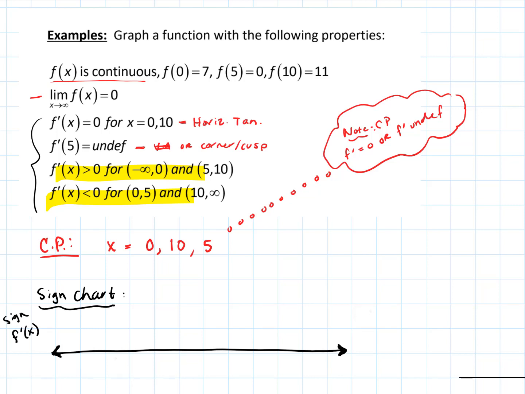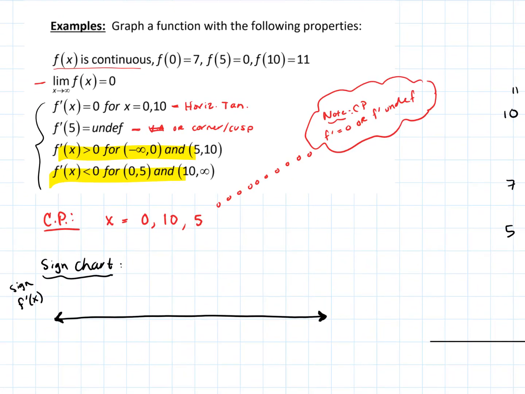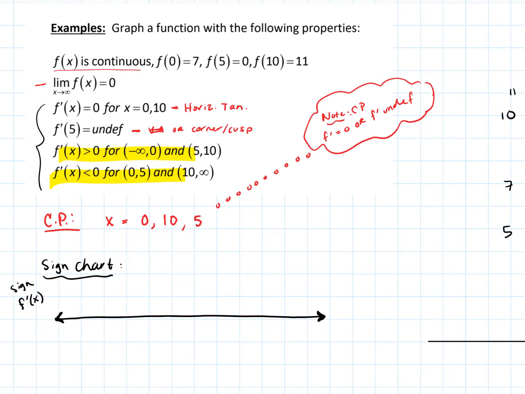Just as a reminder, we did a couple examples of these in some previous videos, but a sign chart for the derivative is going to tell me where f of x is increasing or decreasing. So looking at the sign of the derivative on the top of this line that's representing our x-axis will give us some information about whether the function itself is increasing or decreasing.